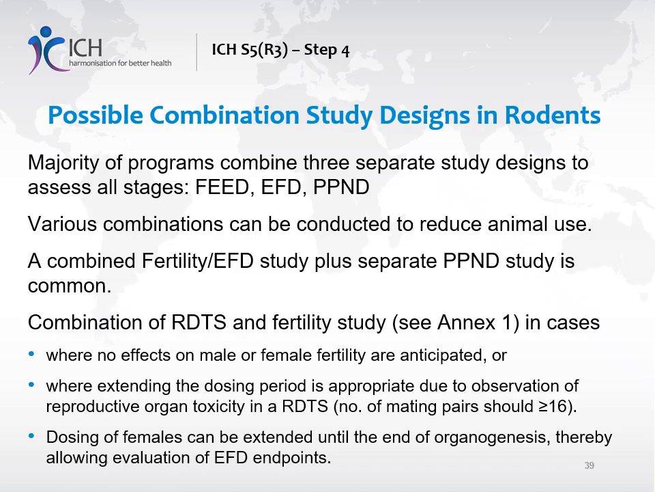After a defined dosing period within the repeated dose toxicity study, males can be paired with sexually mature females, whether untreated or dosed for at least 2 weeks prior to mating. This combination study can reduce the number of animals used, but the number of mating pairs per group should be at least 16. Further, if treated, dosing of females can be extended until the end of organogenesis, thereby allowing evaluation of EFD endpoints.